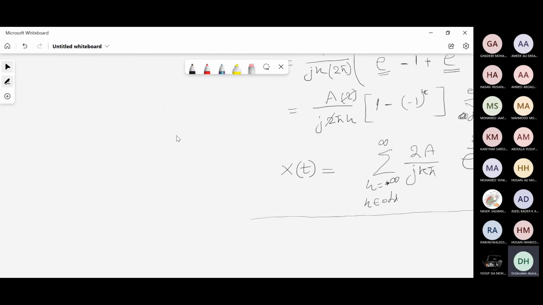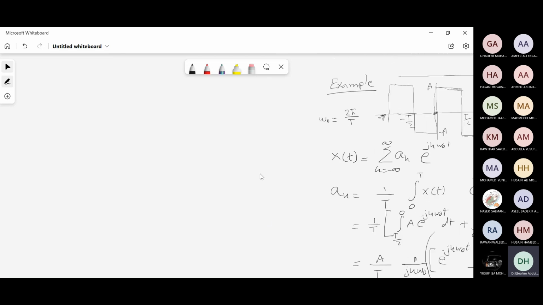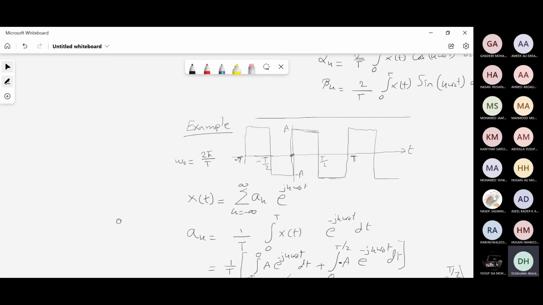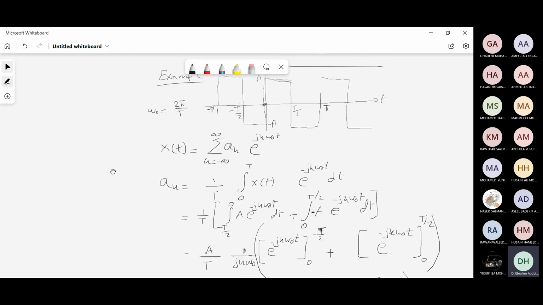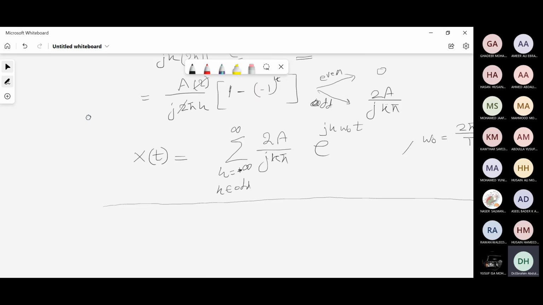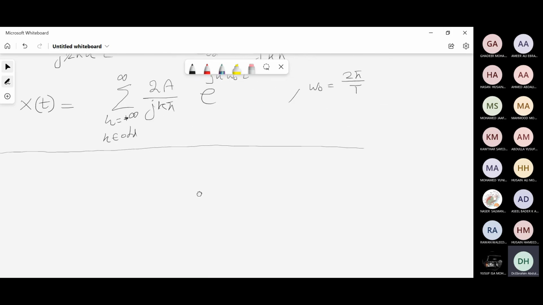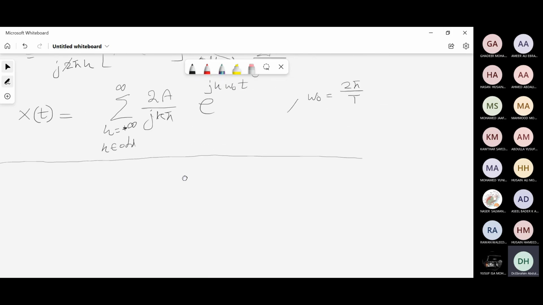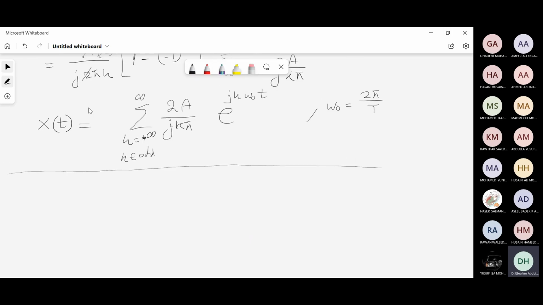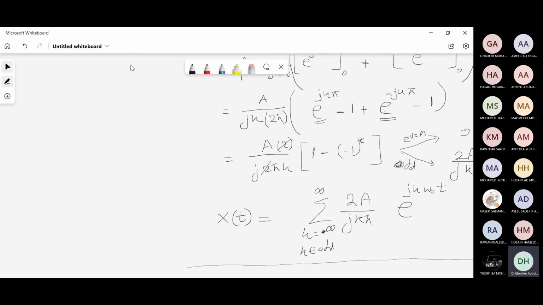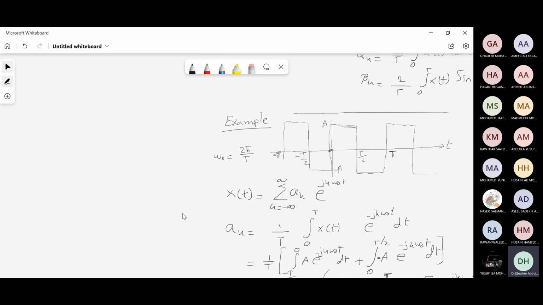So same example, instead of finding form number 1, we want to find form number 2 directly, okay? Of course, if you know what is form number 1, you don't need to redo it again. Just from this form, you can find form number 2, form number 3. But let me say that we don't have that result. So directly from the waveform, I want to find form number 2.